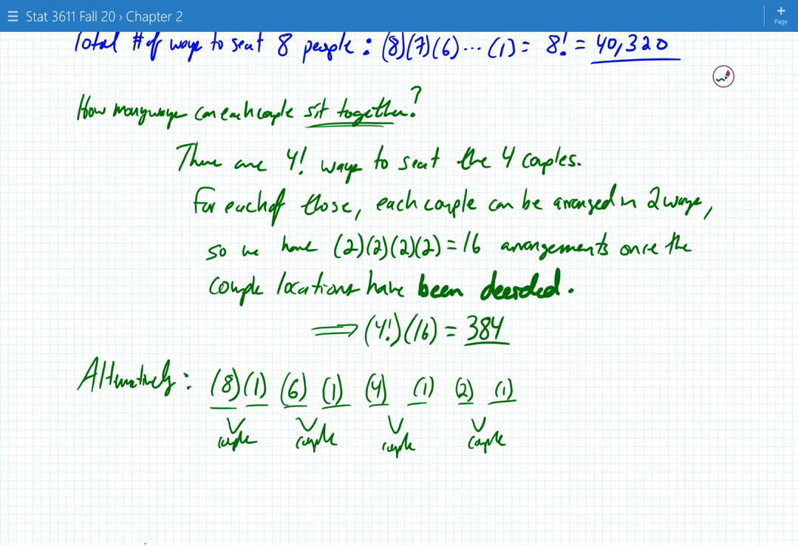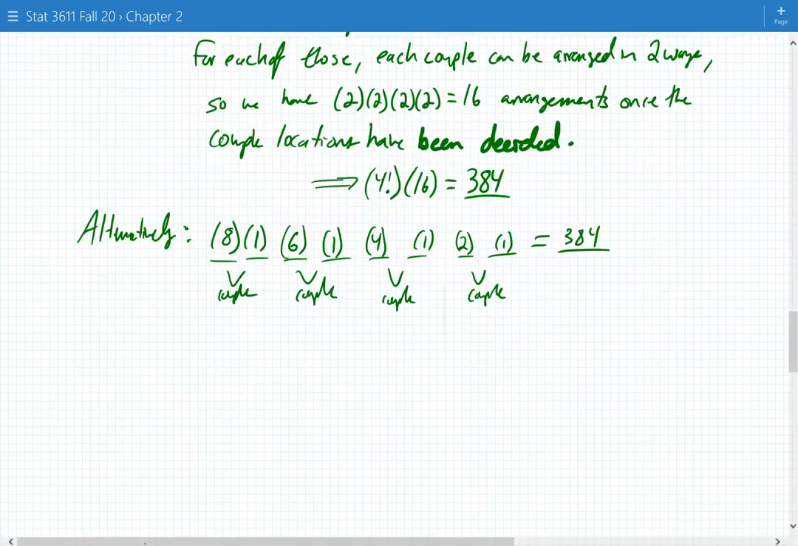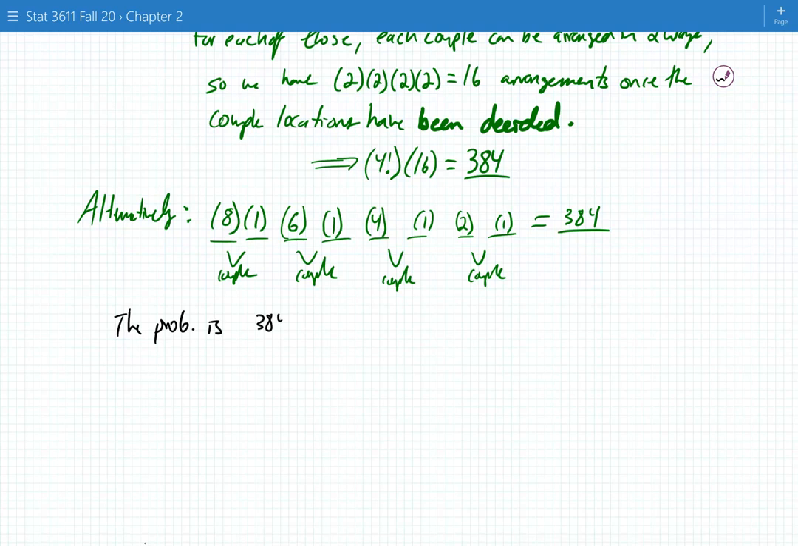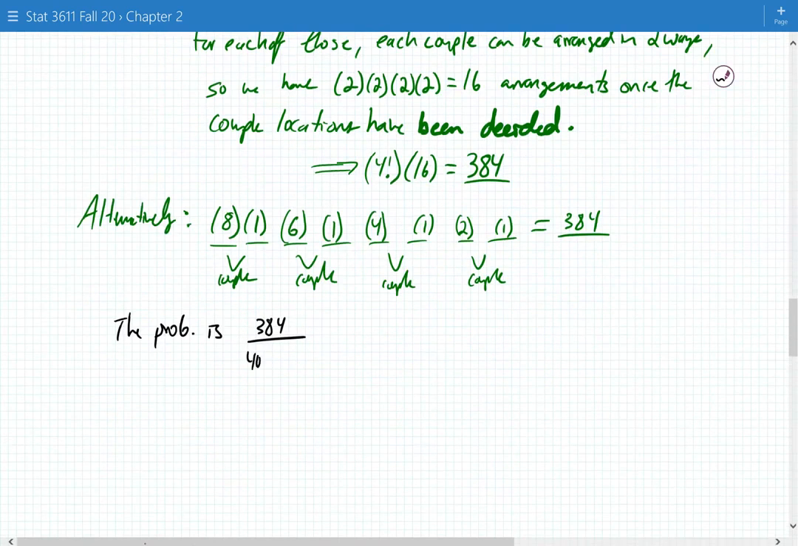Notice the equivalent here because 8 times 2 is 16, and 6 times 4 is 24, which is 4 factorial. That is also equal to 384. So either way you want to think about it is just fine. But at the end of the day, the desired probability is going to be 384 over 40,320.